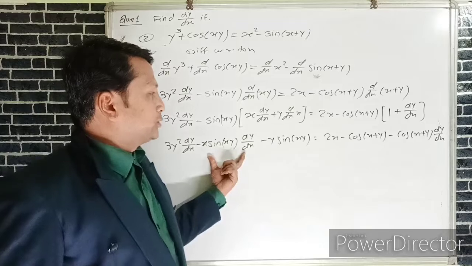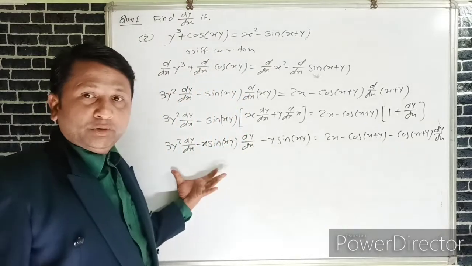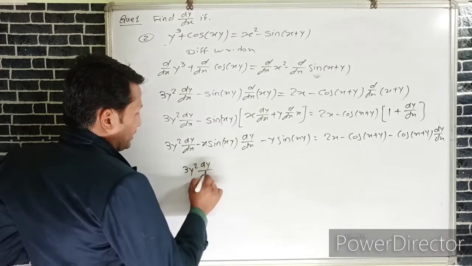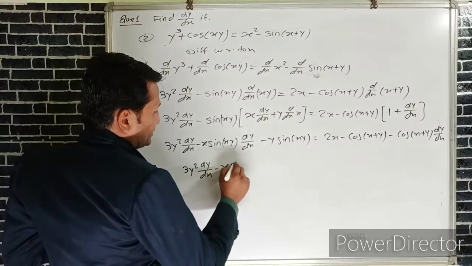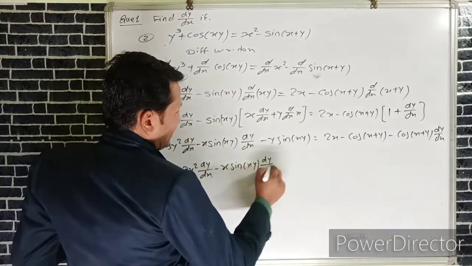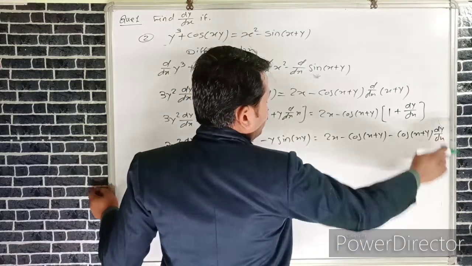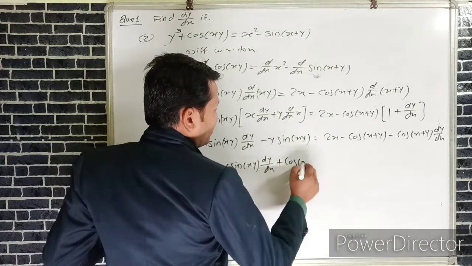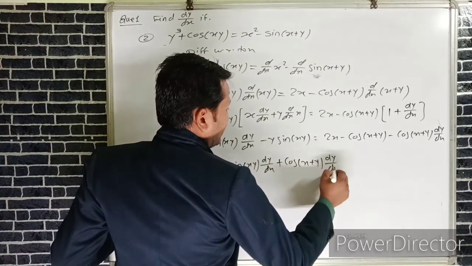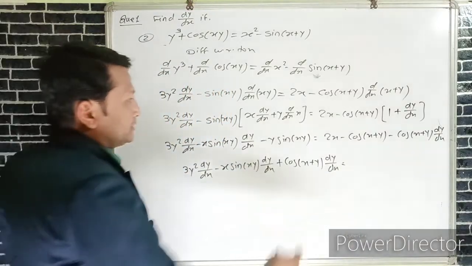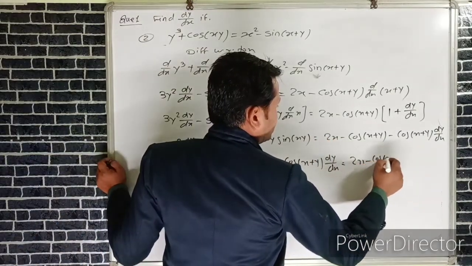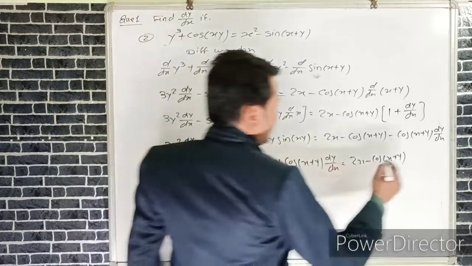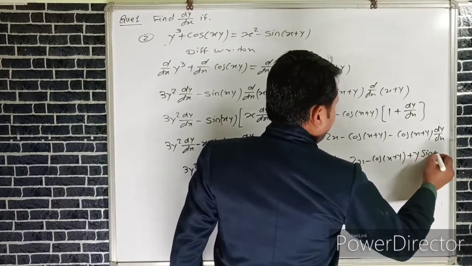All terms of dy by dx we take on the left side, and the remaining terms we shift to the right side. We can write 3y square dy upon dx minus x sin of xy into dy by dx. This term, minus cos of x plus y dy by dx, is negative. If we take it to the left side, then we can write plus cos of x plus y into dy by dx is equal to this term 2x minus cos of x plus y as it is, and minus y sin of xy. If we shift it to the right side, then we can write plus y sin of x into y.